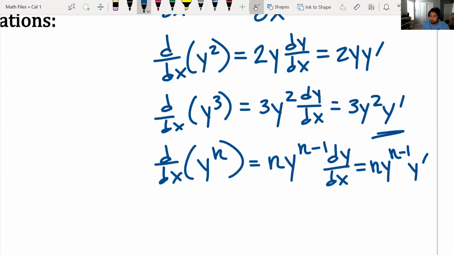And like I said, I'll stick with the prime notation. If you want to use dy over dx, be my guest. It's up to you. They mean the exact same thing.